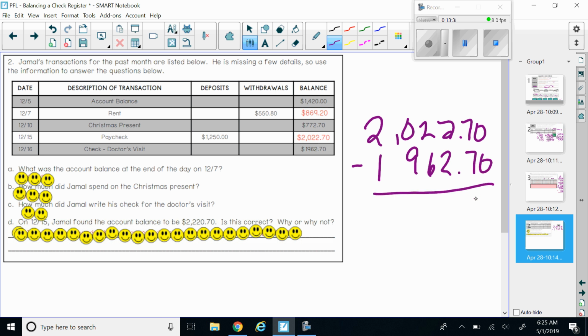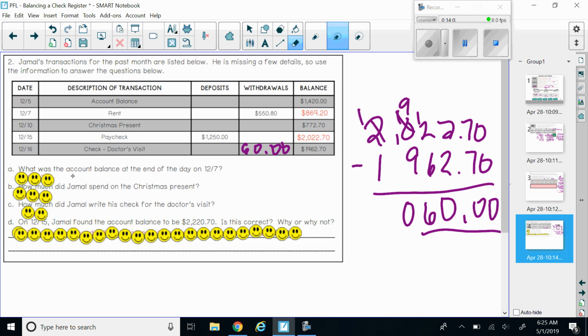So when I subtract, that's 0. 2 minus 2 is 0. This becomes 10. 12 minus 6 is 6. 9 minus 9 is 0. So I can figure out that it cost me $60 to go to the doctor. Okay? And so now I can answer these questions. What was the account balance at the end of the day on 12/7? Well, that's going to be this amount right here. So it should have been $869.20.